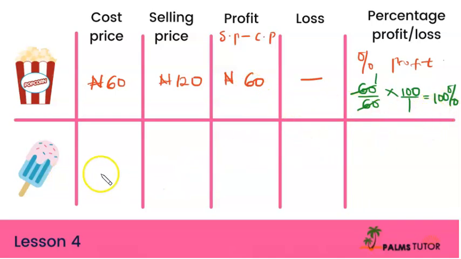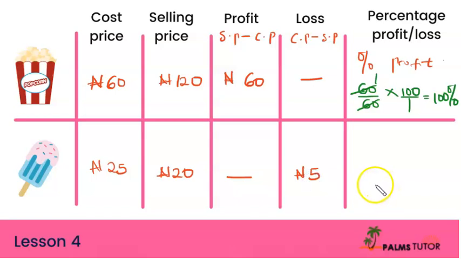Right? So let's see. This is a popsicle, and this costs 25 naira. Our selling price is 20 naira. Is this a profit or a loss? This is not a profit because the selling price is less than the cost price. So in this case we say cost price minus selling price because the cost price is bigger. And so we have 25 naira minus 20, and that gives us 5 naira. That's a 5 naira loss.